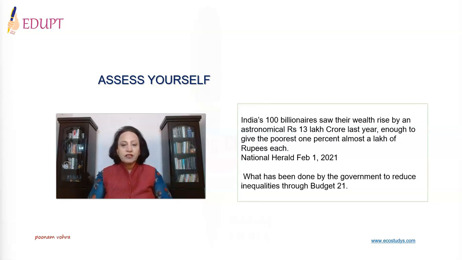India's 100 billionaires saw their wealth rise by an astronomical rupees 13 lakh crores last year, enough to give the poorest 1% almost a lakh of rupees each. This appeared in National Herald, February 1st, 2021. The question to you is, what has been done by the government to reduce inequalities through Budget 21?